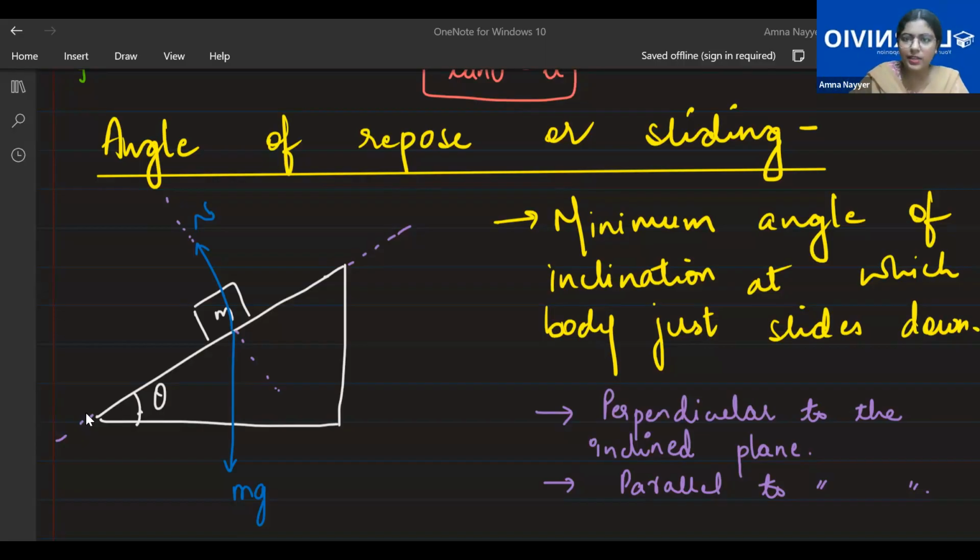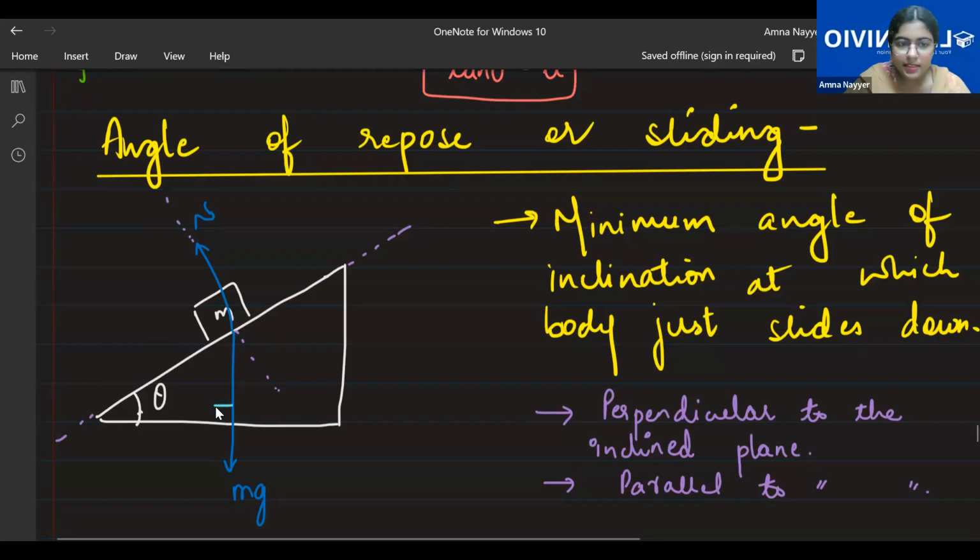For any vector, how to resolve it parallelly? That I'll tell you. The resolution part I'll tell you. This much is clear? What's the rule first? Yes, ma'am. Others also? Yes, ma'am. Now see, how do we resolve it?